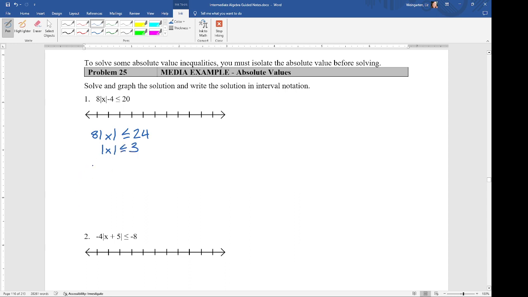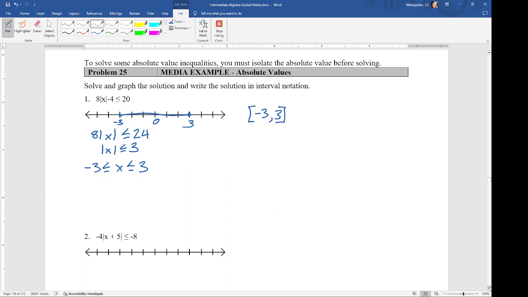And now I can use that trick that we learned earlier about less than inequalities. We know that x is going to be between 3 and negative 3 inclusive. So if we have 0, 1, 2, 3, negative 1, negative 2, negative 3, x is going to be in between and including these positive and negative 3's. Writing that in interval notation, we're going to use hard brackets because we can include negative and positive 3 in our solution.